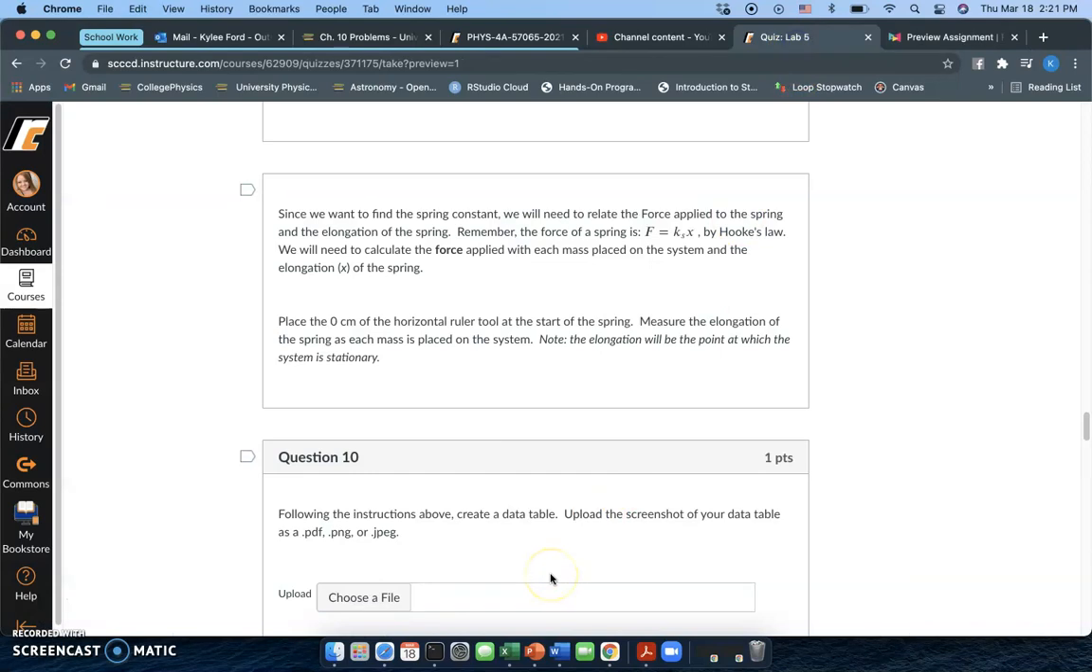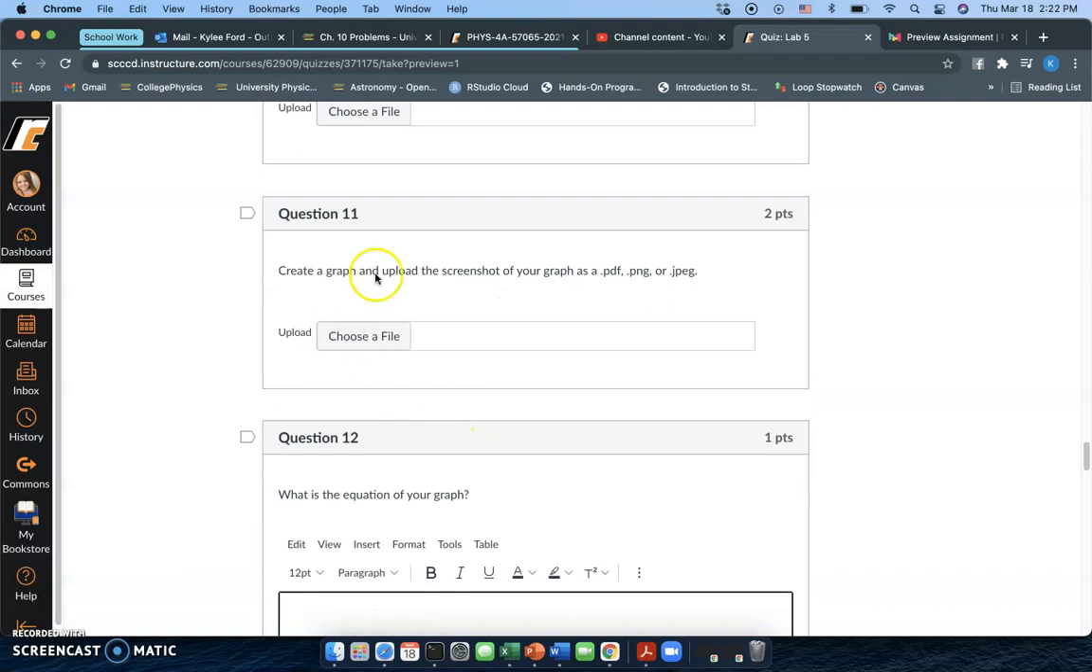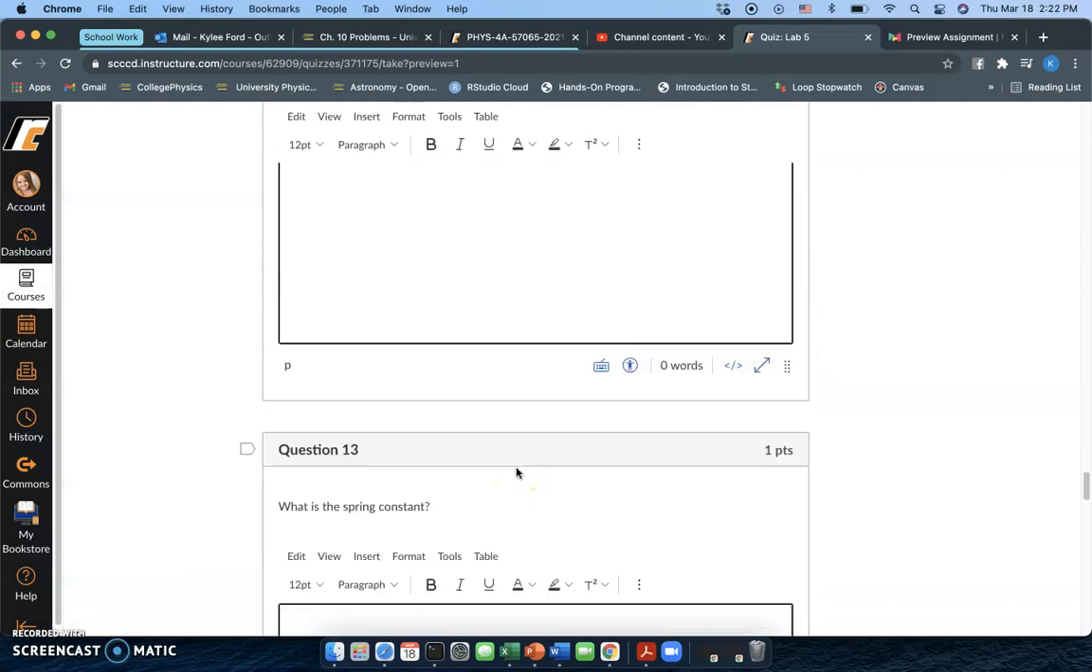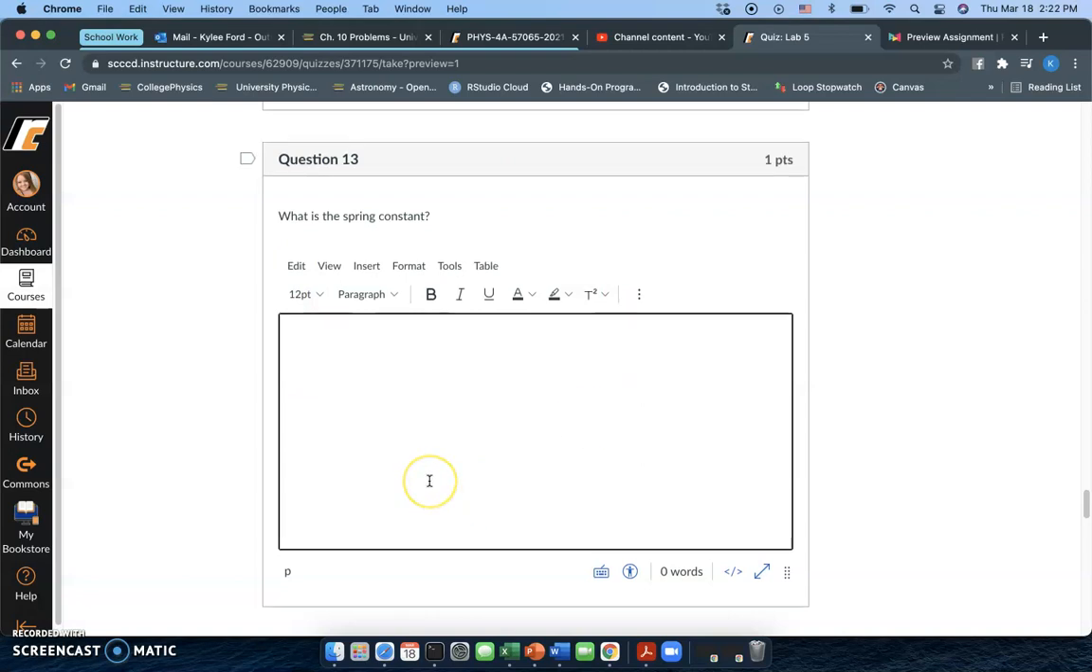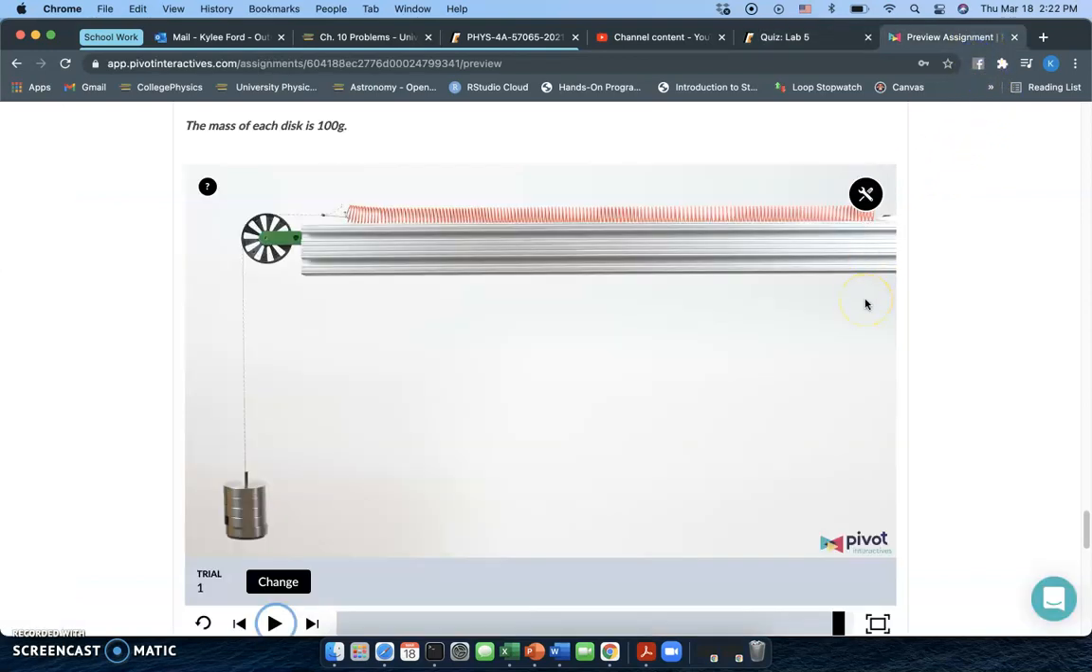What you'll do is calculate the force of each mass as it is placed on the system. As the mass increases, you'll take that force calculation and the elongation of the spring each time, and from that you can calculate your k. You'll create a data table, create a graph, find the equation of your graph, and determine your spring constant from that equation. That is all for the first part of the lab. So we are looking at a lot of spring constants.